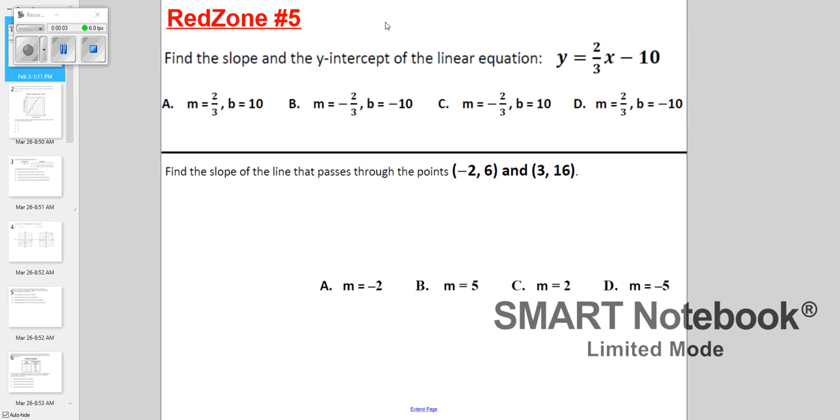All right, red zone number 5 is all about rate of change. Hopefully you remember that rate of change is just another word for slope. So number 1, find the slope and the y-intercept of the linear equation y equals 2/3 x minus 10.